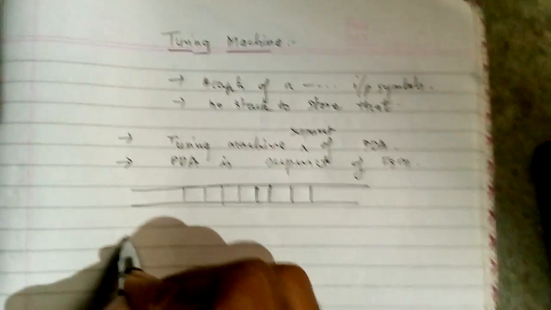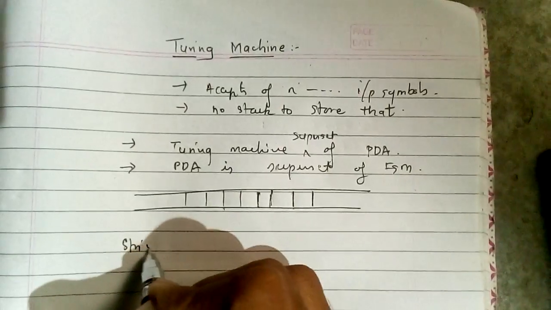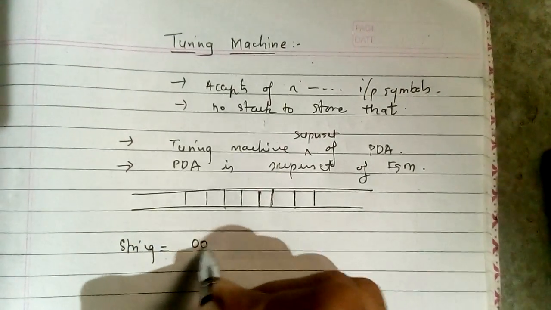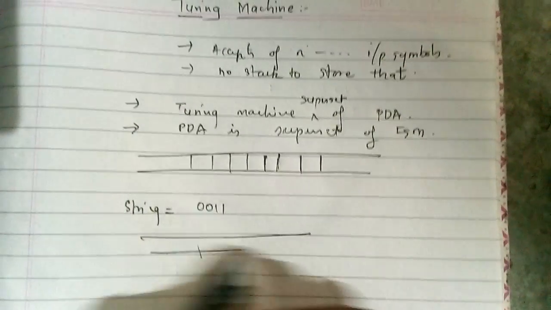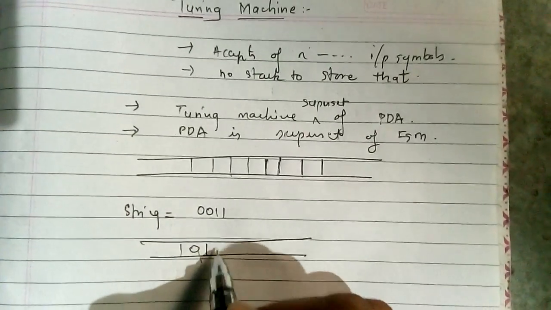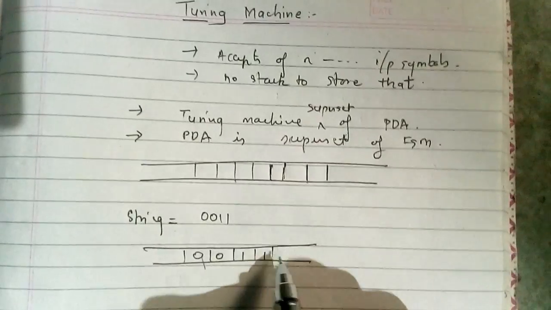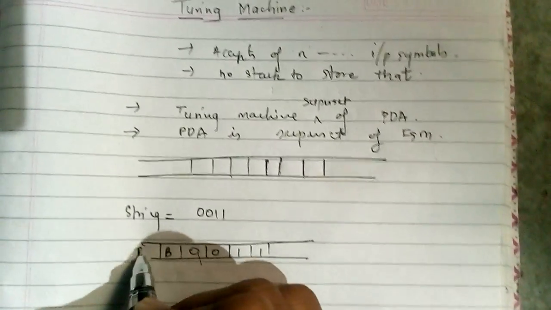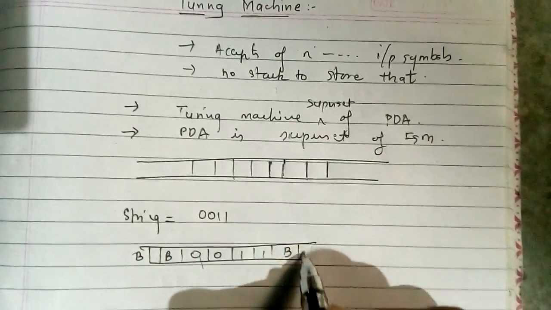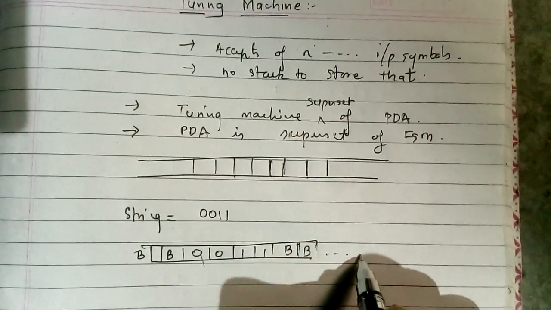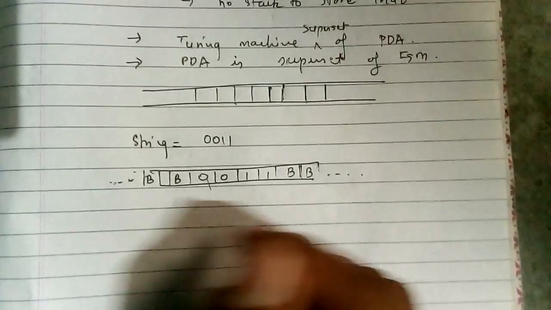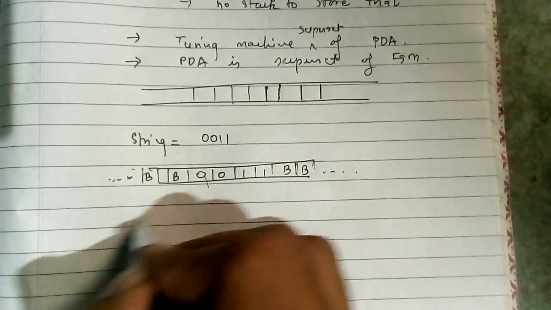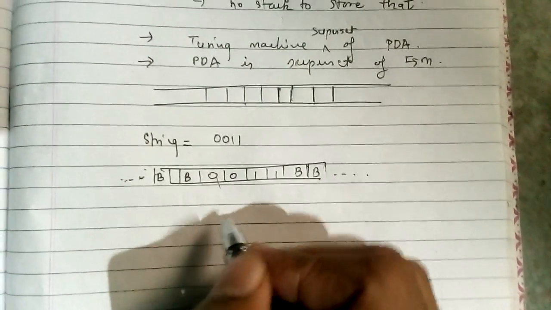Suppose our string is 0011. How will it be stored on the tape? It will be stored this way: 0011, and the rest of the tape will initially be all B. B stands for blank. In this video I will give you some examples of Turing machines.